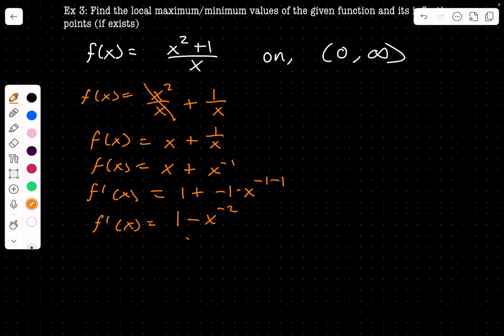And then this is not in proper form, so I'm going to put it in proper form. And proper form is going to be 1 over x to the second power. Okay, so our first derivative has now been found. Now we are just going to set this equal to 0, and we're going to try to find what our critical points are.